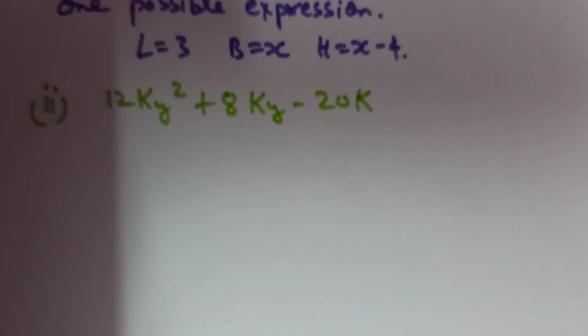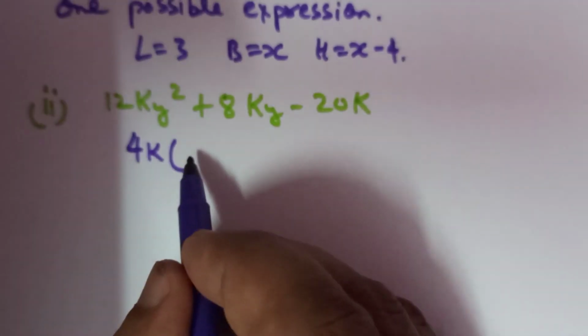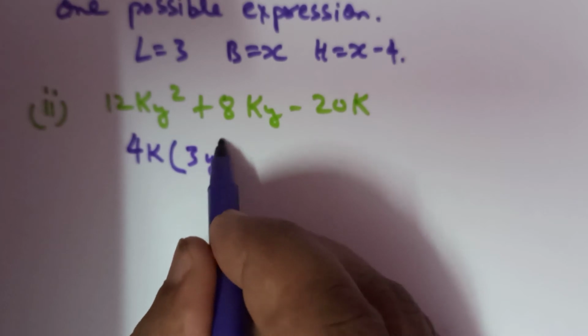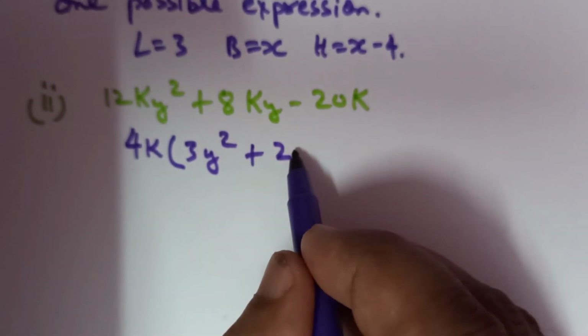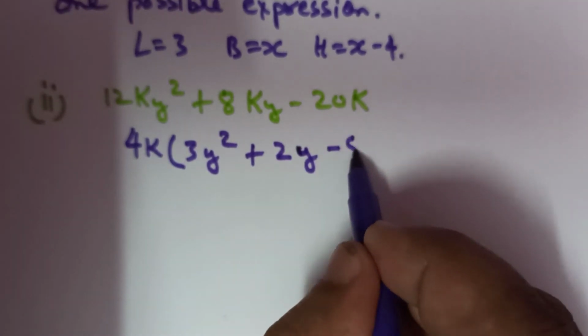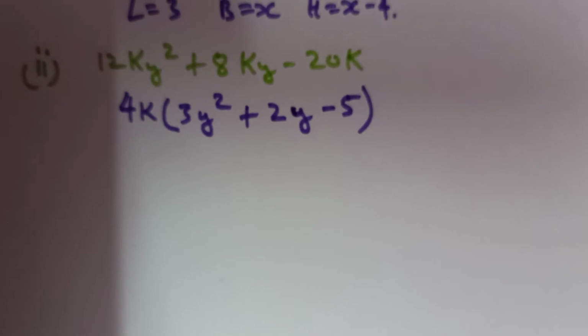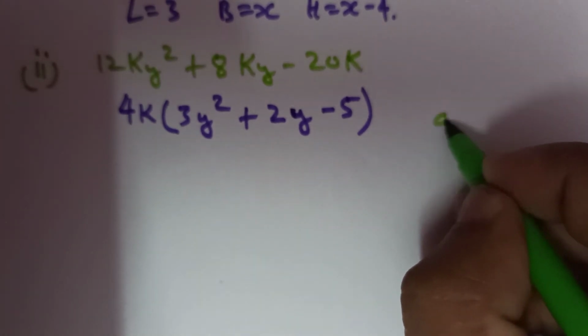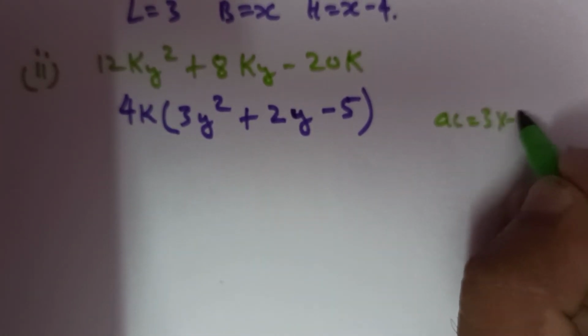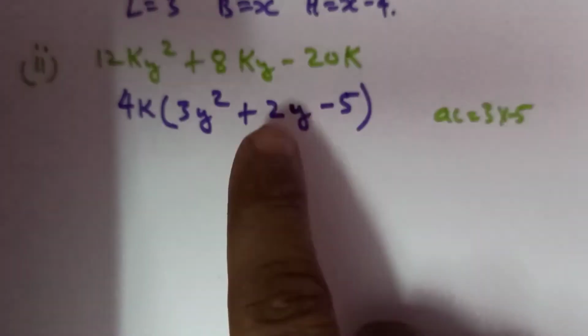Okay, similarly, if the volume is 12ky square plus 8ky minus 20k, then we have to find the possible expressions for the dimensions of the cuboid. Again, we have to factorize into three factors. So if we take 4k as common, we are left with 4 3s are 12 y square plus 4 2s are 8 y minus 4 5s are 20. So we have got 4k within bracket 3y square plus 2y minus 5, which means again we have to factorize this. If we take this quadratic 3y square plus 2y minus 5, AC will be equal to 3 into minus 5. So we have to find two factors such that the sum will be equal to plus 2.